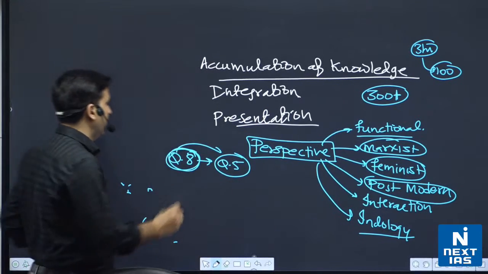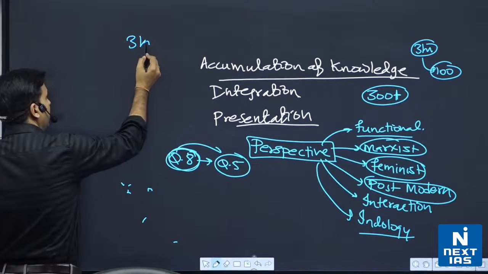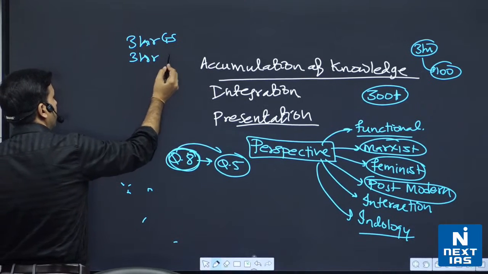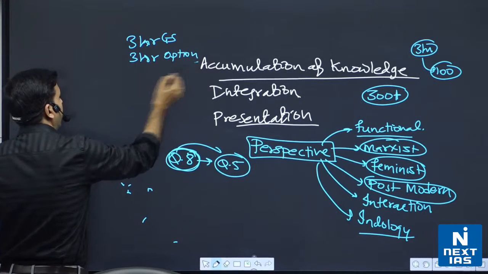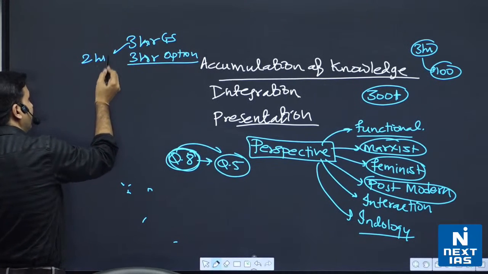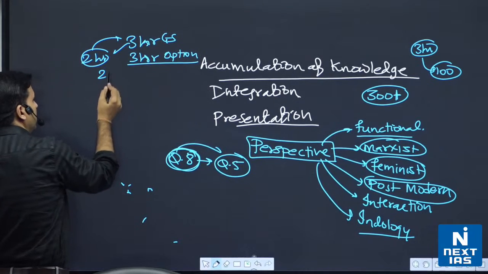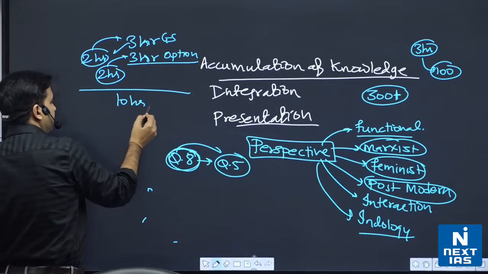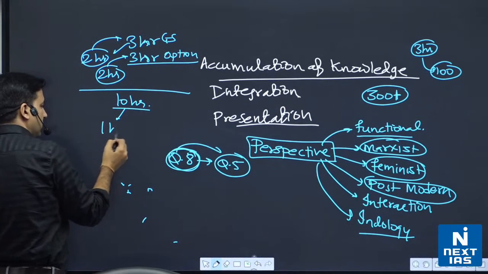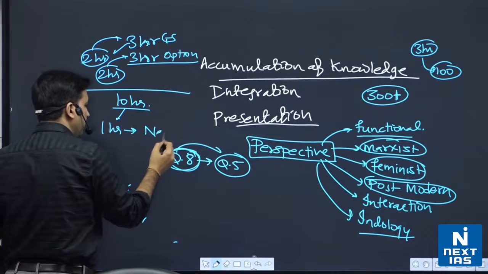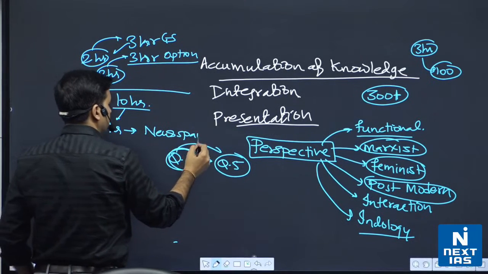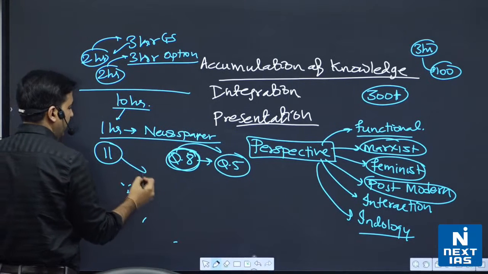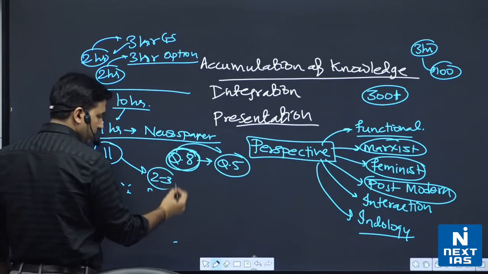So let's take a hypothetical situation that you study 3 hours of GS class and 3 hours of optional class. Now after going back home, I am expecting you to spend 2 hours for revision of this class, memorization or cramming, and 2 hours for the other. So it comes out to be 10 hours. Now 1 hour for at least reading a newspaper, and the rest, 2 or 3 hours, if there is permissible time.